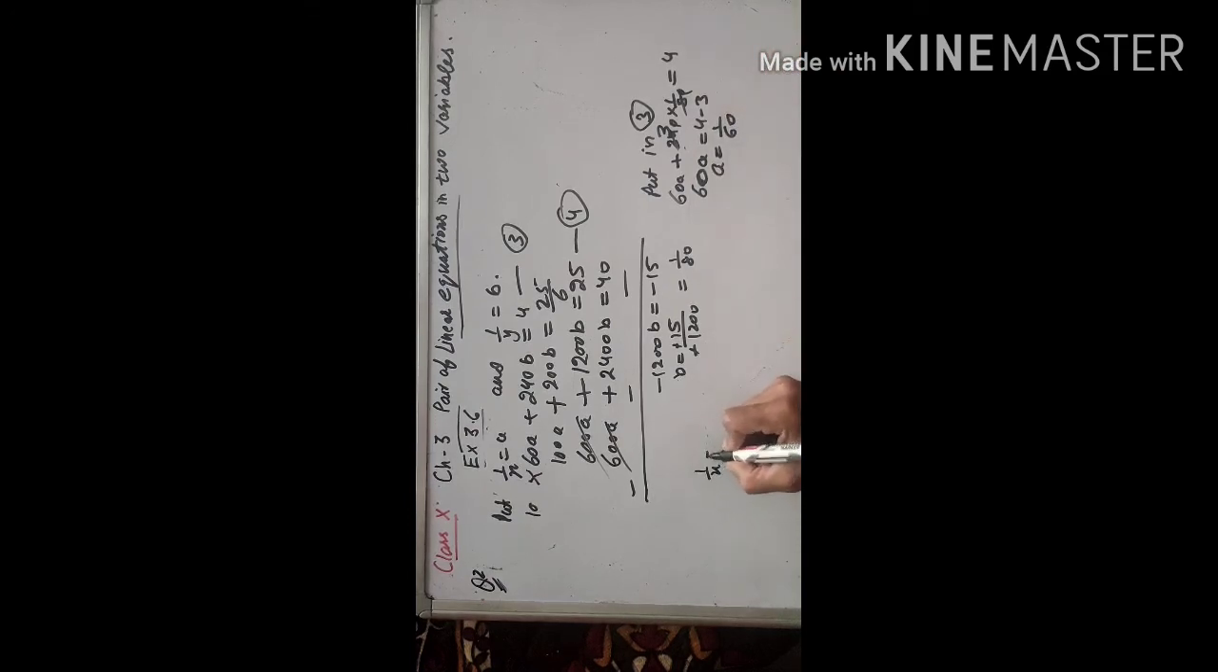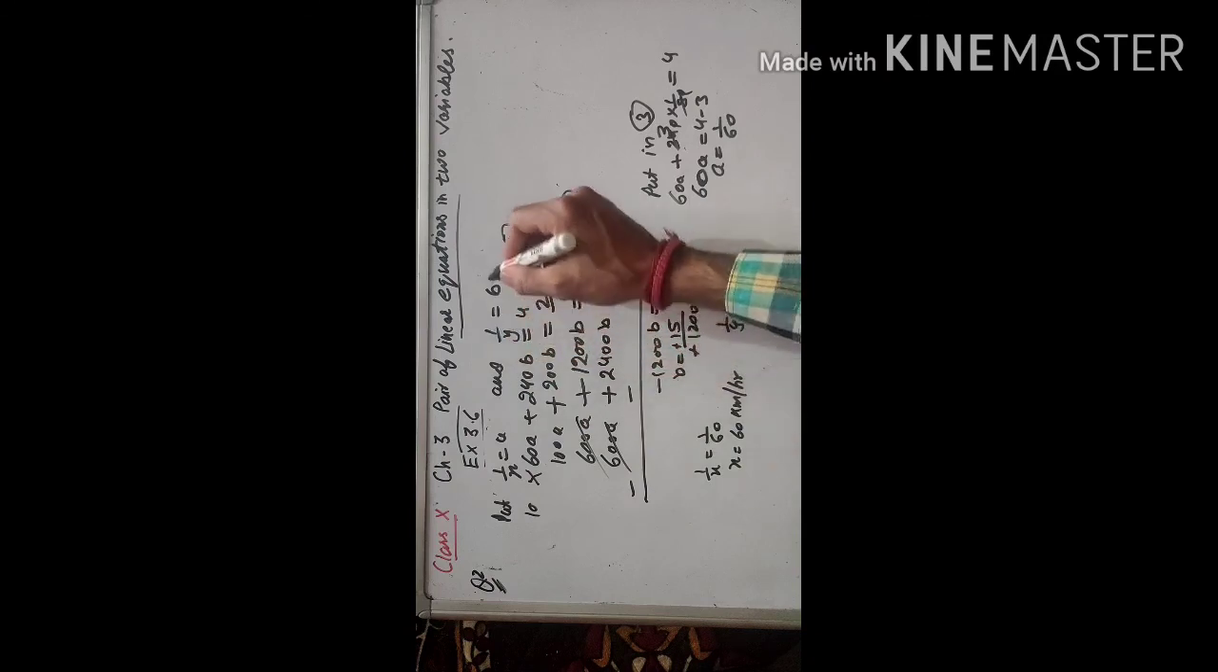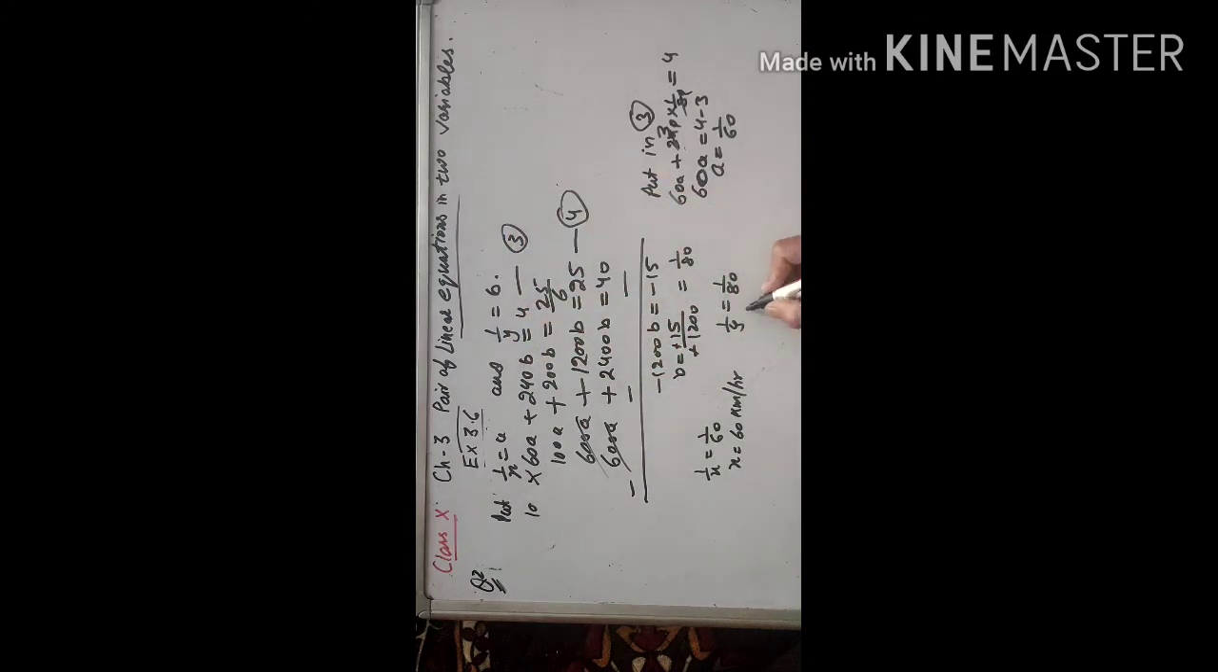Now 1 by x is equal to 1 by 60, because we put 1 by x equal to a. So x is equal to 60 km/h. 1 by y is equal to 1 by 80, because 1 by y is equal to b and b is 1 by 80. So y is equal to 80 km/h. So the speed of the train is 60 km/h and the speed of the bus is 80 km/h.